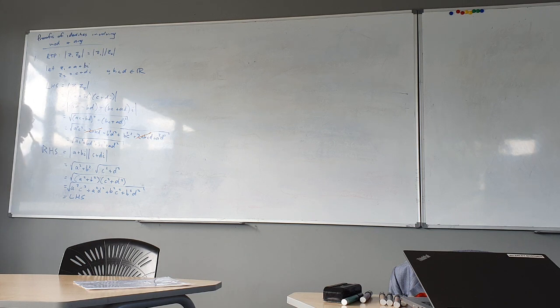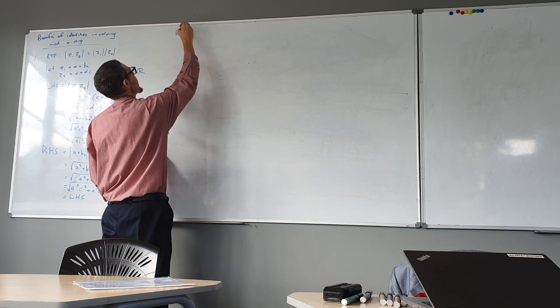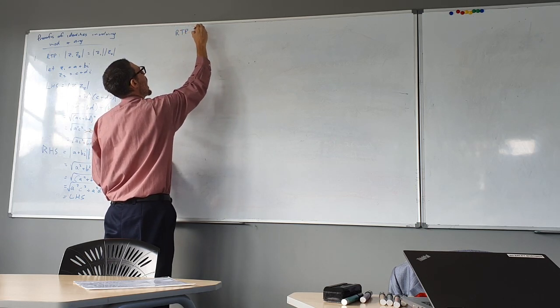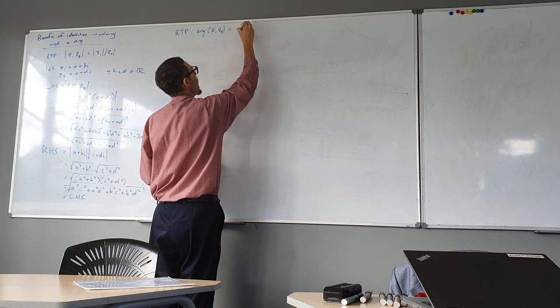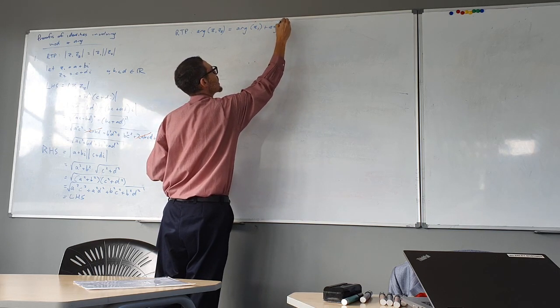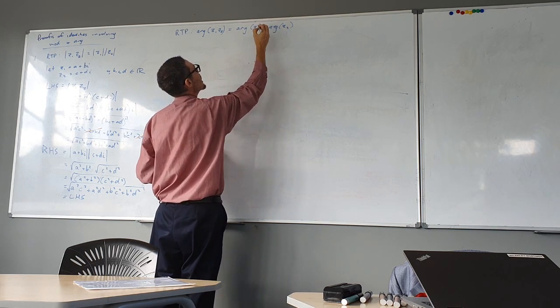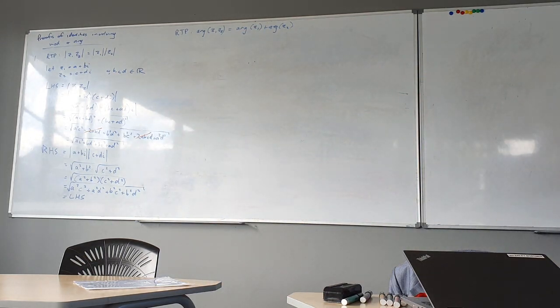Arg is harder. In fact, arg is very difficult to prove using Cartesian form. So let's try polar form. I need to prove arg z1 z2 equals arg z1 plus arg z2. Now, this is kind of what we told you about how complex multiplication works. But it is possible to prove it using just cos and sine.